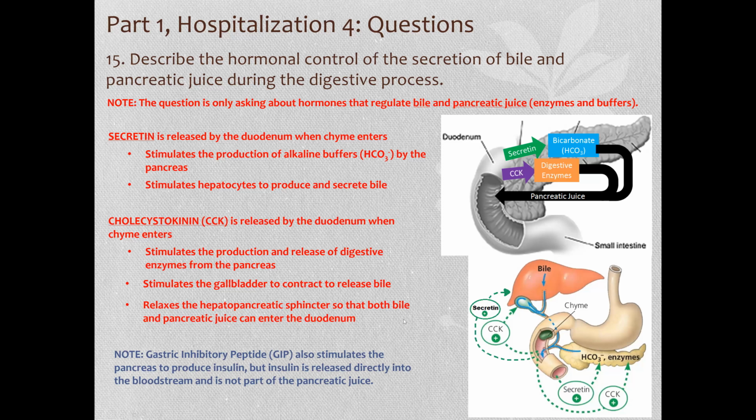Now note that the gastric inhibitory peptide, or GIP, can also stimulate the pancreas to produce insulin, but insulin is released directly into the bloodstream and is not part of what we call pancreatic juice. The pancreatic juice is only the exocrine secretions of the pancreas, and it only includes the digestive enzymes and the buffers.